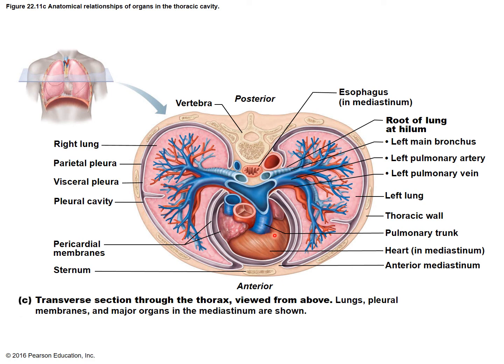And then here's the position of the heart right there. Right here is kind of a nice picture. You can see here's the pulmonary trunk, and then here where it branches, the left pulmonary artery, the right pulmonary artery.